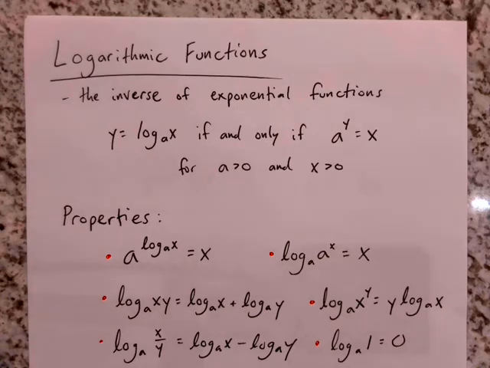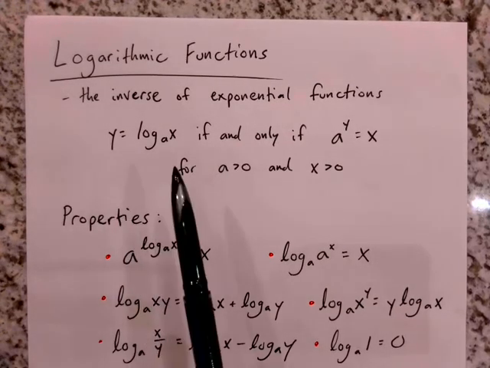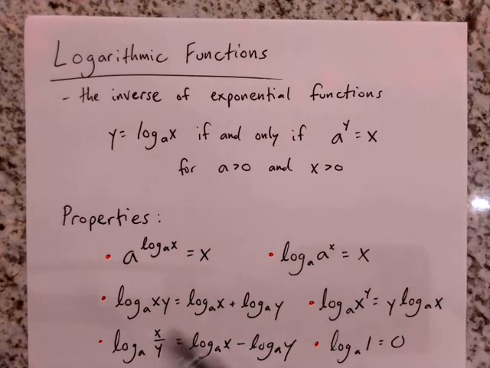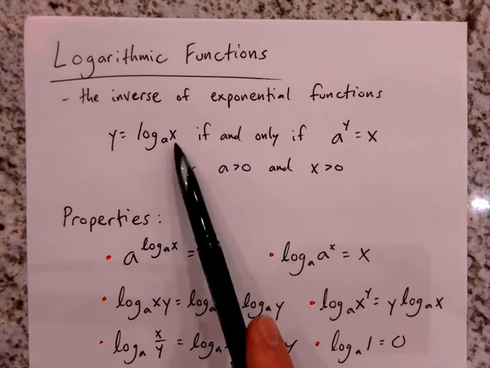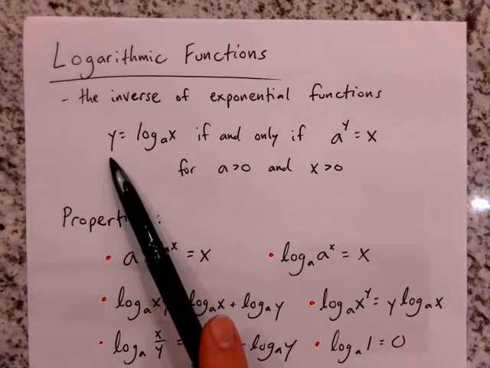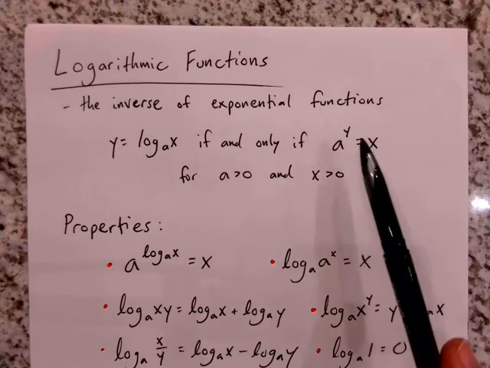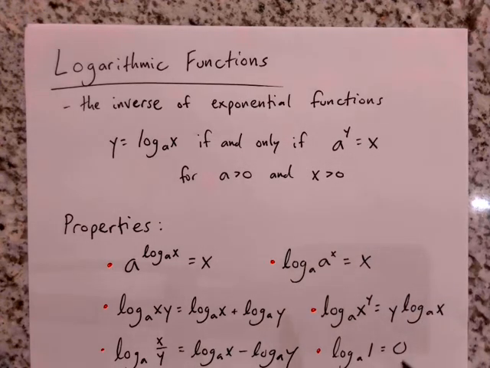Logarithmic functions are the inverse of exponential functions, which means that all the log function does is switch the input and the output for the exponential function. So the notation's right here. y is log base a of x if and only if a to the y equals x. As you can see, for the logarithm, x is the input, y is the output. For the exponential function, x is the output, y is the input. So the function just switches those two things.